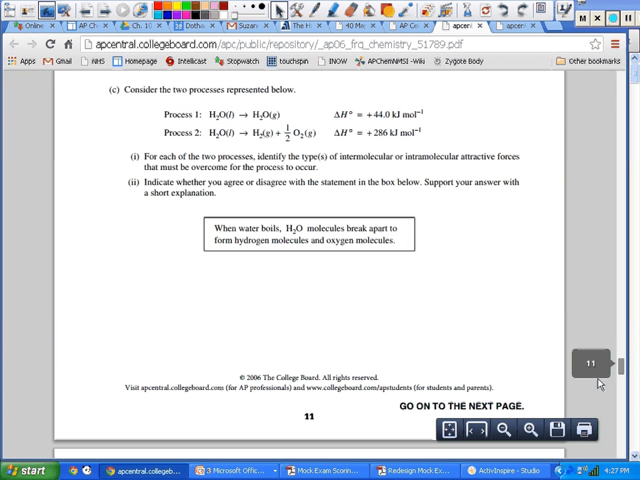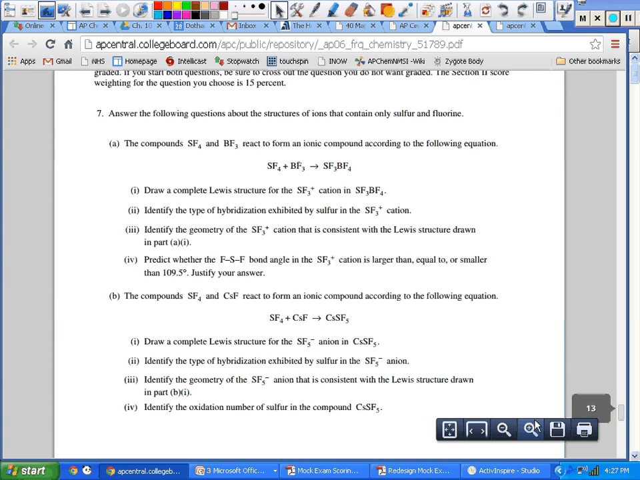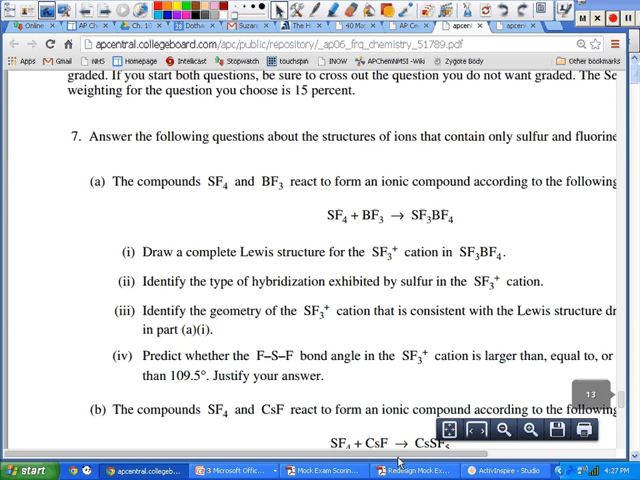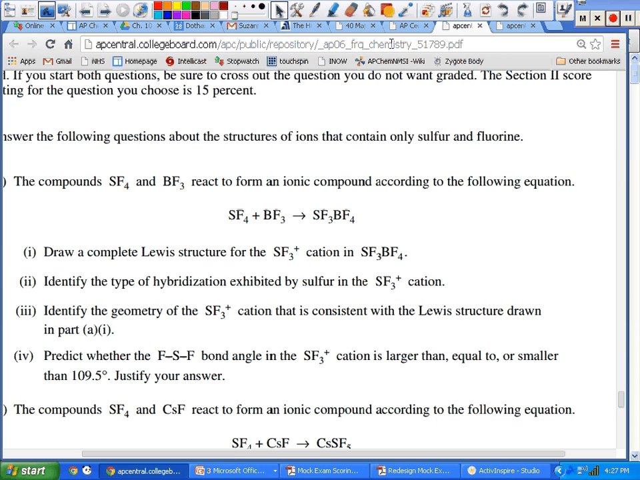Here we go. Now, I don't really want to spend much time on this one. It should go fast. It says draw the complete Lewis structure for the SF3 cation. Well, what I'm going to do is let me just go ahead and show it to you and show you how we could have figured it out.